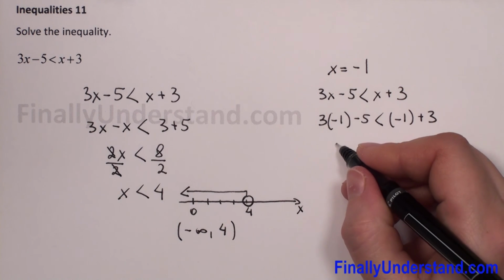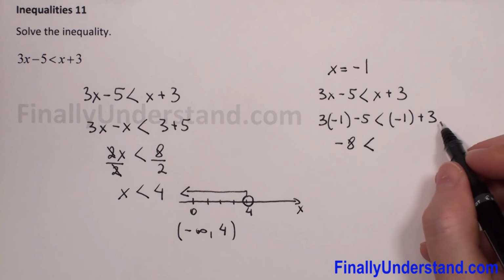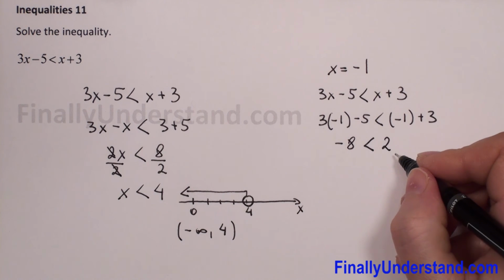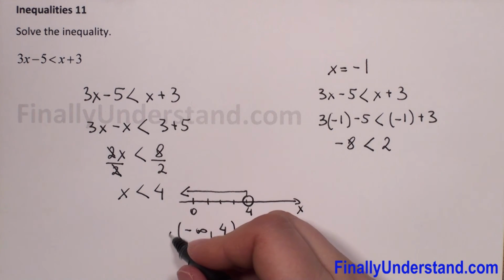Minus 5 will be negative 8, which is less than negative 1 plus 3, which is 2. Our inequality is true, so our solution is correct.